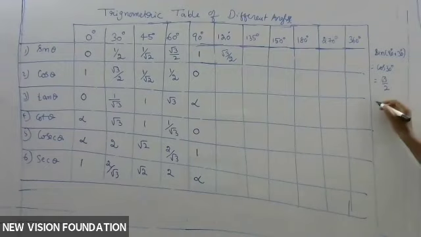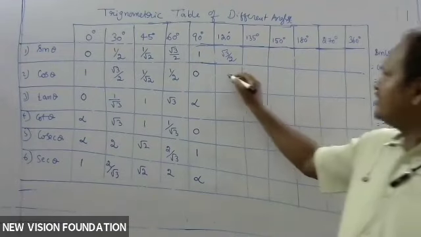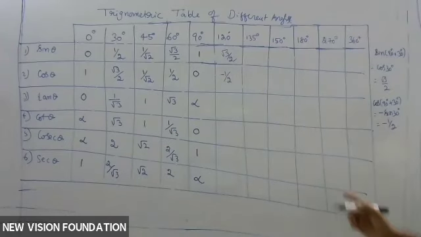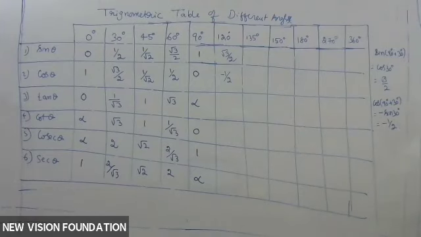In the same way, cos of 90 degrees plus 30, how are we going to get it? Cos 90 plus 30 becomes minus sine 30 degrees. This minus sine 30 degrees becomes minus 1 by 2. Therefore, cos 120 becomes minus 1 by 2. And 120 is lying in the second quadrant. In the second quadrant, cos becomes negative. That's why cos 120 degrees is minus 1 by 2.